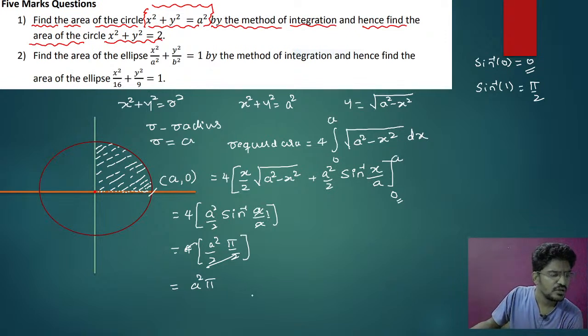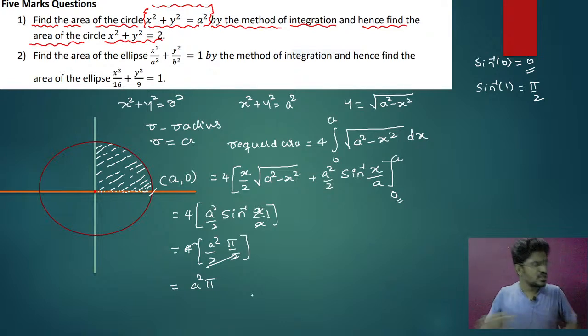Clear? So have you got the idea of this? Please tell me. So here the answer is going to be a square pi square units. Quickly tell me, all of you, have you understood this? Or if you have any doubts, you can ask, no problem. Clear?